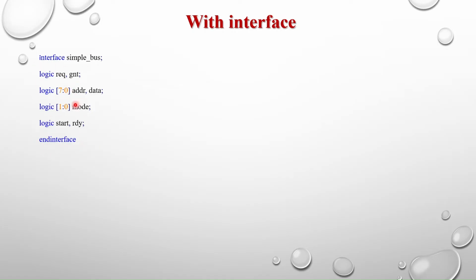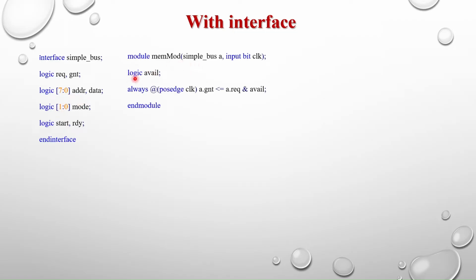And here all the signals are included. Whatever signals I have to connect between CPU mode and mem mode will be included in the interface. And this is the mem mode module. Here, instead of declaring all the signals manually, I'm just passing the interface. Simple bus is the interface name, and A is the handle for the simple bus interface. And here I'm explicitly taking the clock because I have not included the clock in the interface. That's why I'm declaring it here.